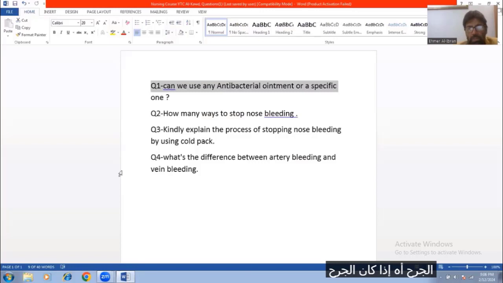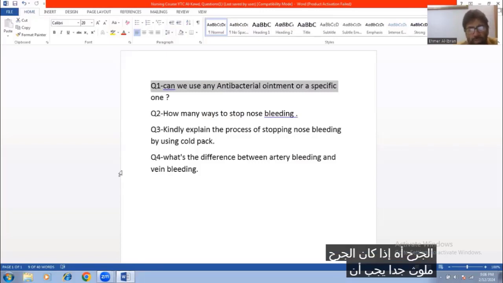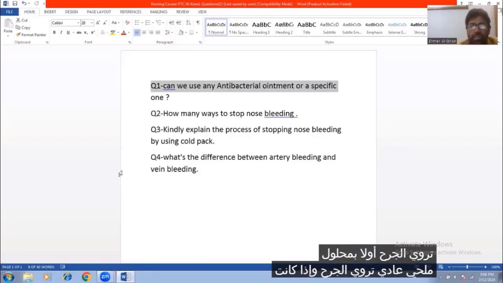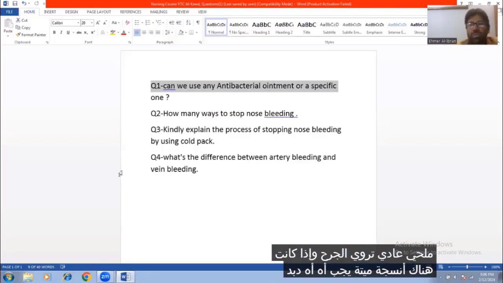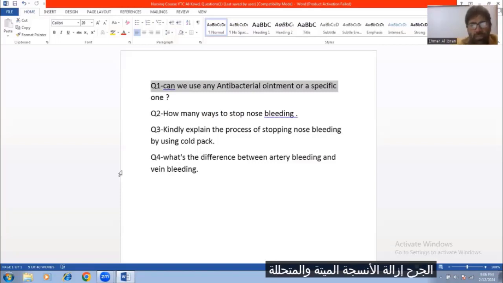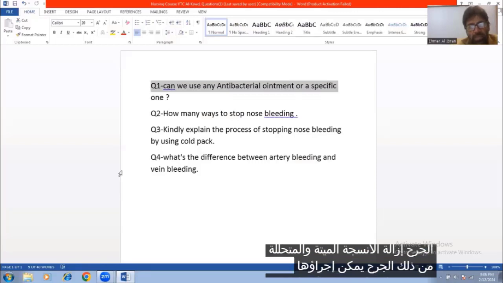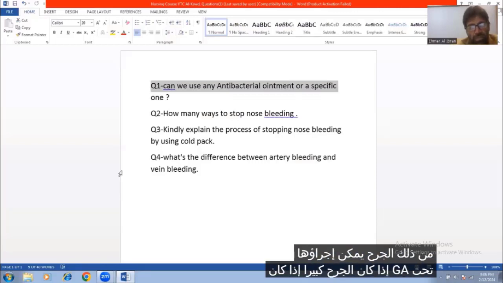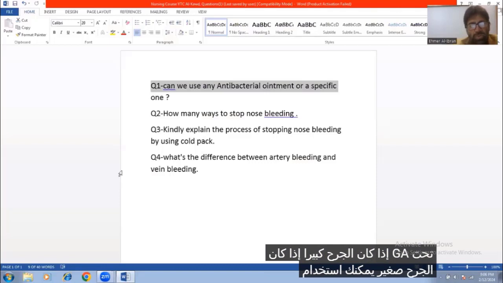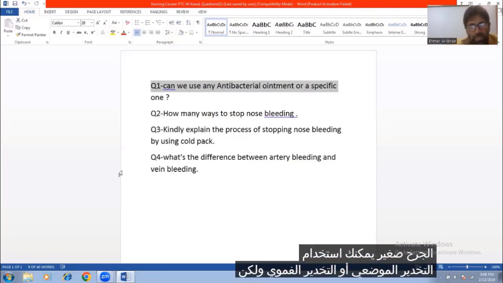If the wound is very contaminated, you must irrigate the wound first with normal saline. And if dead tissues are there, you must debride the wound, remove the dead and devitalized tissue from that wound. That can be done under GA if the wound is large. If the wound is small, you can use local anesthesia or regional anesthesia.